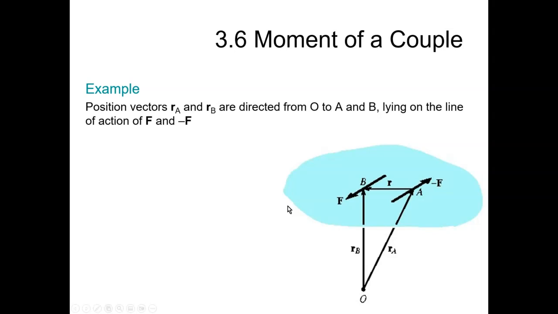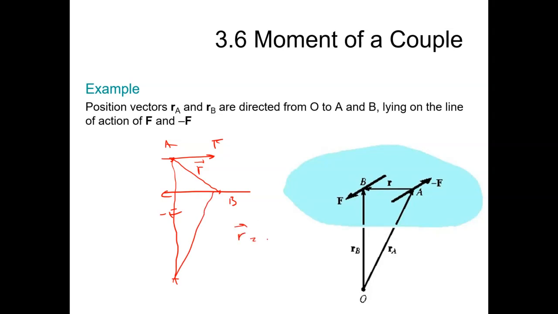yes, R is any vector. So here I have one force here, one force over there. They are equal. This is F, this is minus F. But then the position vector should not be necessarily the shortest distance. That could be any position, R. So this is point A, this is point B, and then your origin of coordinate system could be anywhere. R is equal to RB minus RA. That's, if you solve that triangle, this is what you get.